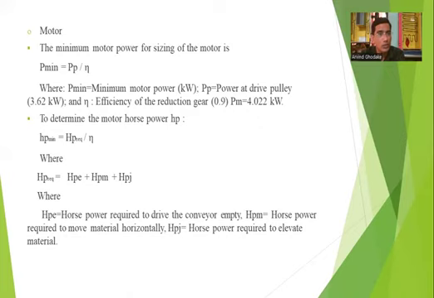To determine the motor horsepower, we have horsepower minimum is equal to horsepower required divided by efficiency, where horsepower required is calculated by HPE plus HPM plus HPJ, where HPE is the horsepower required to drive the conveyor empty. Then HPM is the horsepower required to move the material horizontally, and HPJ is the horsepower required to elevate the material.